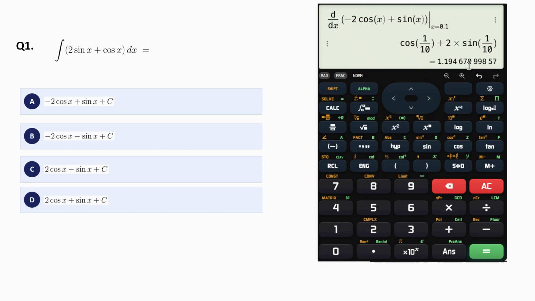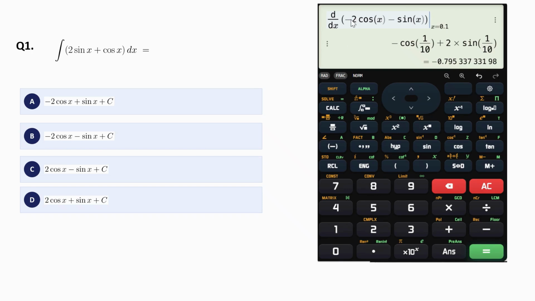But what did I say? You are supposed to confirm whether only this option matches or there are any more options. If yes, you have to cross-check with the formula technique. So I'm going to cross-check all the options. The second option says negative 2 cos x but minus sin x. See, this is different. So option B is definitely not the right answer.